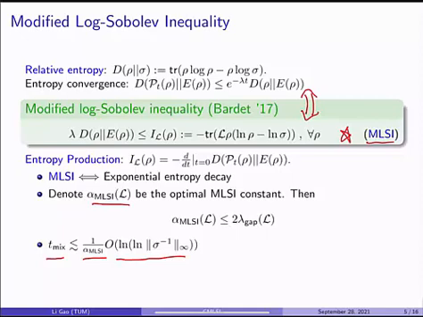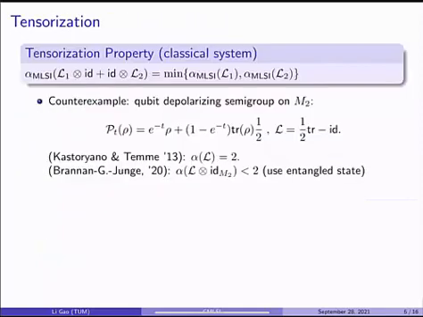An important property of the MLSI constant for classical systems is tensorization. It states that if we consider the MLSI constant for the tensor product semigroup, it's always equal to the minimum of the MLSI constants for each individual semigroup. So this is a nice property, that we can derive the MLSI constant for a large composite system from individual subsystems. Of course, we also want this to hold in the quantum system.